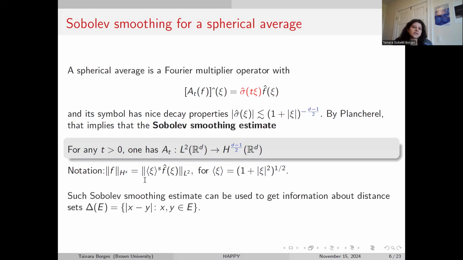If you use this information about the decay of the Fourier multiplier, the Sobolev smoothing in L2, you can get a lot of information about the distance set. We're not going to dive into this right now, but it is the case that the Fourier transform of sigma, just by having this decay, already gives you some nice information about the distance set of V.